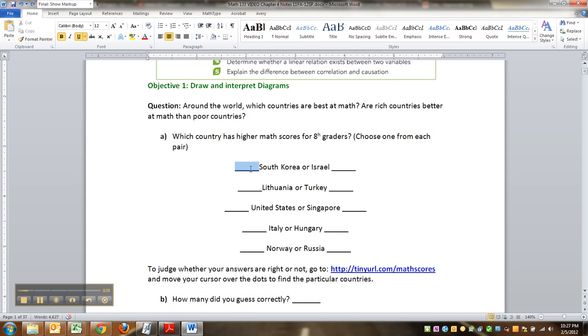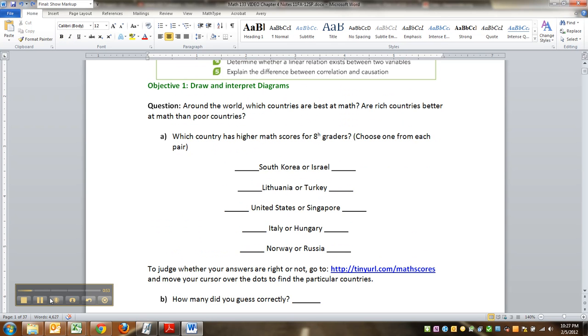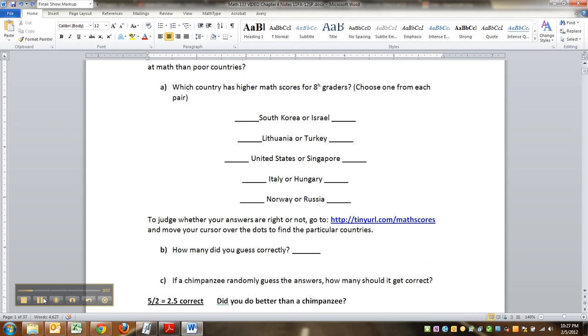So you have to choose which one you think is better. So if you think South Korea is better, you give South Korea an X. If you think Israel's better, you give Israel an X, right? Okay. So pause me for a second and go check it out. Check whichever ones you think are stronger.